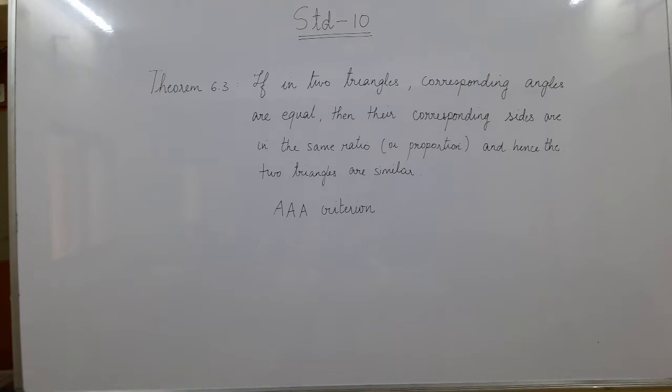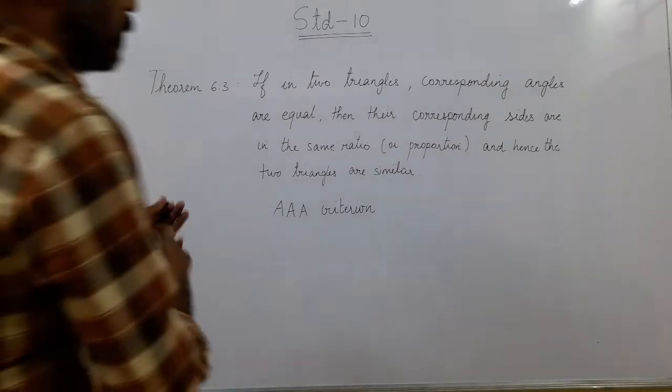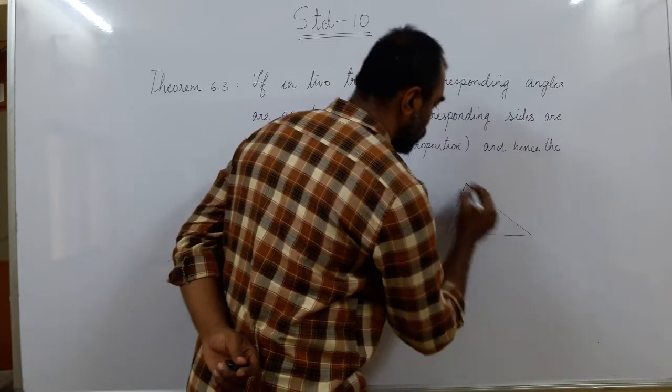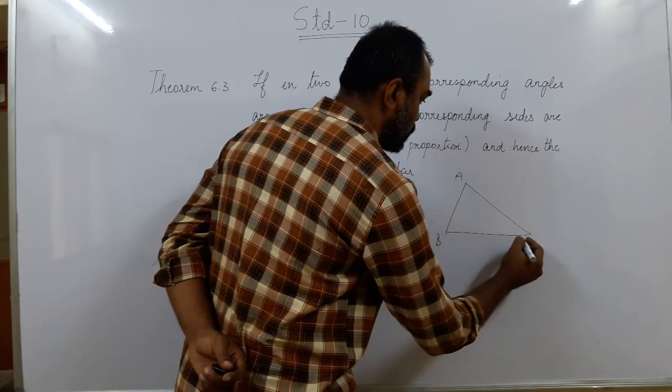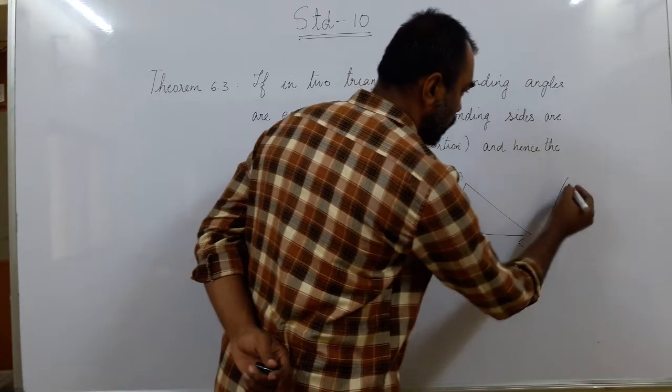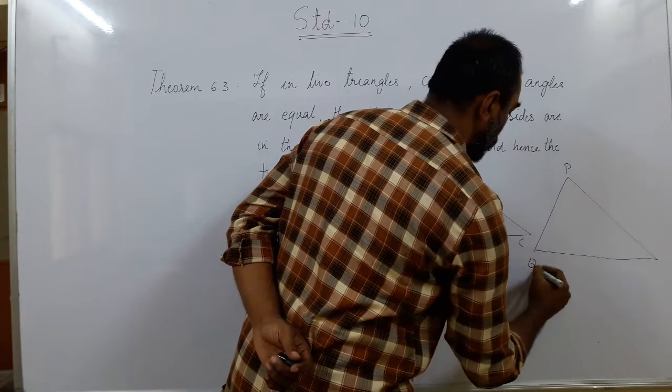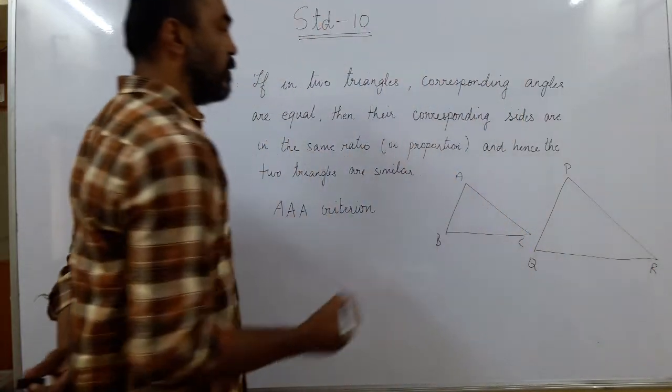Now in this theorem we have only taken what? That the angles are equal. We know nothing about the sides. But the theorem says that if the angles are equal, if they are given to be equal, then the sides will be in the same proportion. So let us say we are given two triangles, A, B, C and P, Q, R.